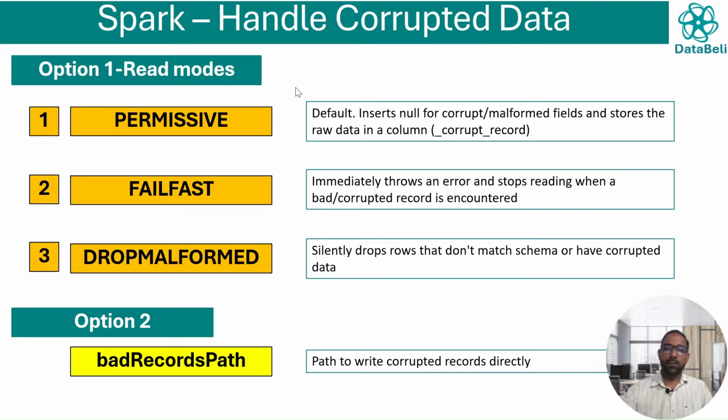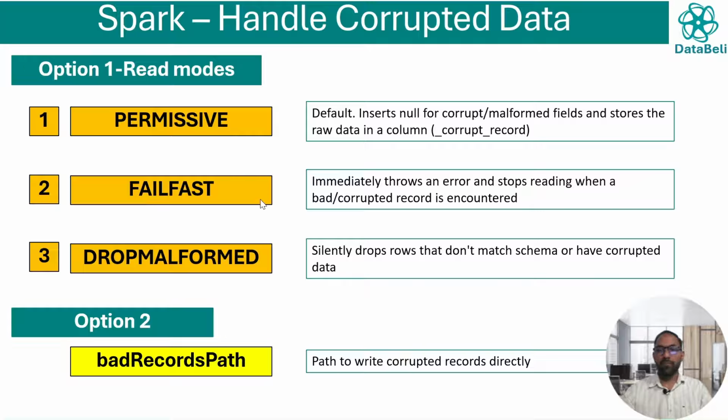Now let's understand what the options are to handle corrupted data. There are two options in Spark. One is that we can specify read modes while reading any file. By default the mode is permissive, and in permissive mode it will insert null data for the corrupted records, or it will store the data in raw form, and add an additional column called _corrupt_record, and that column will contain the entire information about the corrupted record, and other columns will be populated as null. And apart from the default mode, there are two other modes also.